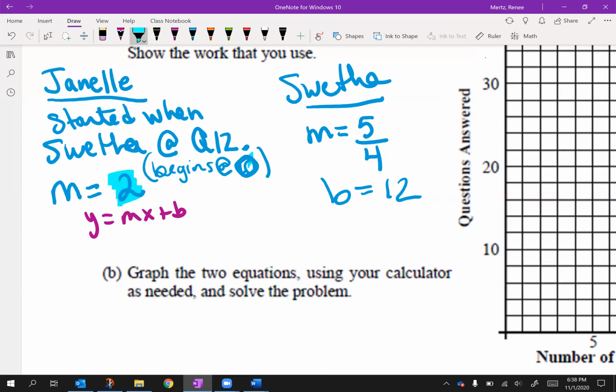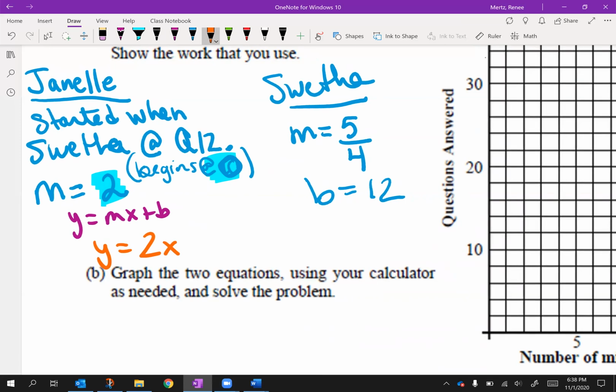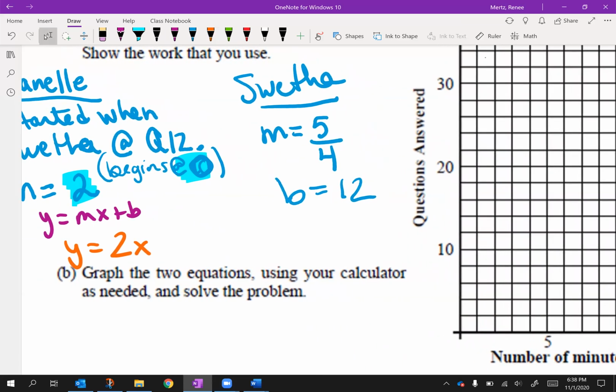M equals 2. She begins at 0. So Janelle's equation is y equals 2x. Swetha's equation, plug into y equals mx plus b, is 5/4 x plus 12. So the next part wants us to graph them.